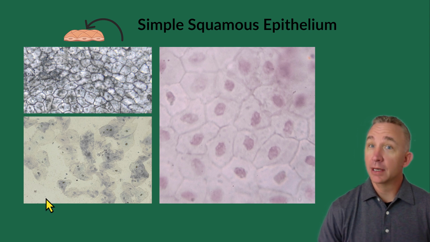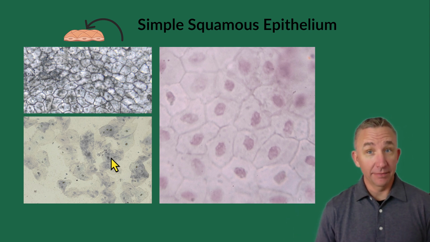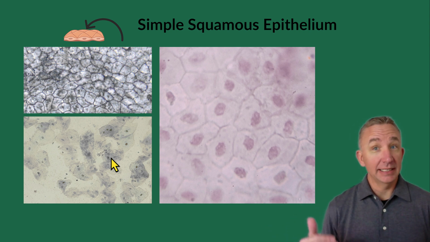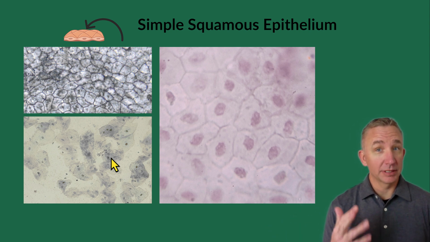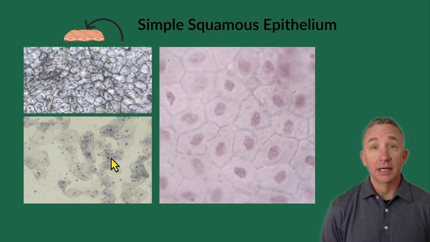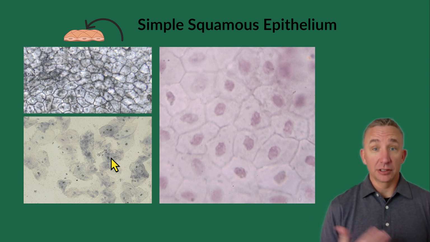Remember, simple meaning one layer of cells. Squamous meaning thin and flat. So you use the three terms to describe the tissue. Where do we see simple squamous epithelium? Remember, simple is to move things. Squamous is thin, flat cells. A good example is the alveoli of the lungs, so I exchange those gases.